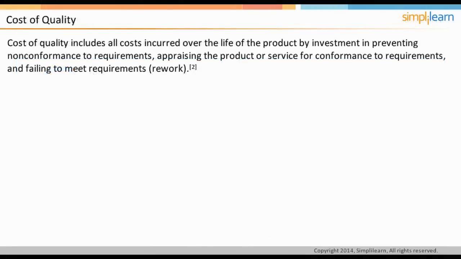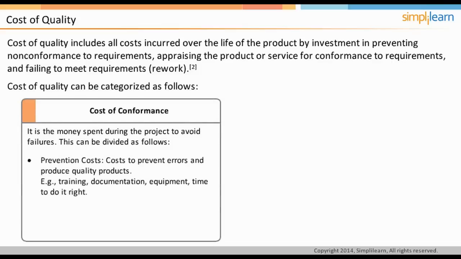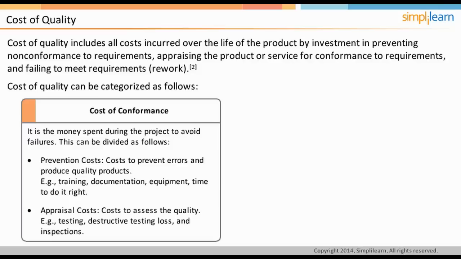Cost of quality is the cost that needs to be incurred to make a quality product. The sum of all the costs incurred in ensuring that the project conforms to requirements is the cost of quality. Cost of quality can be broken down into 2 major categories. First is the cost of conformance, or the money spent during the project to avoid failures. This can further be subdivided into prevention costs, which is the cost to prevent errors, like training the team, creating documents, on equipment, and in time to do it right. The other subdivision is appraisal costs, or the cost for assessing quality, like testing, destructive testing loss, and inspections.